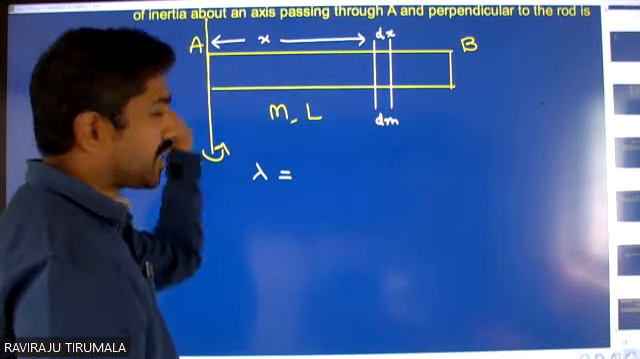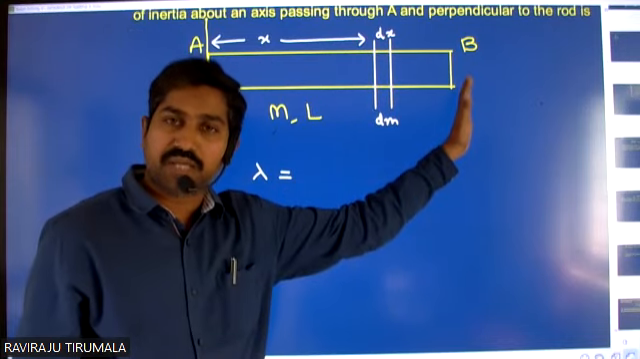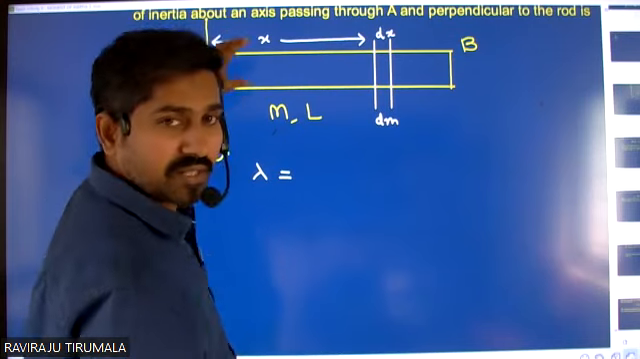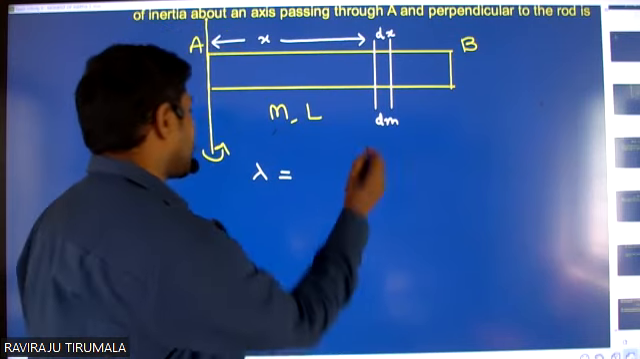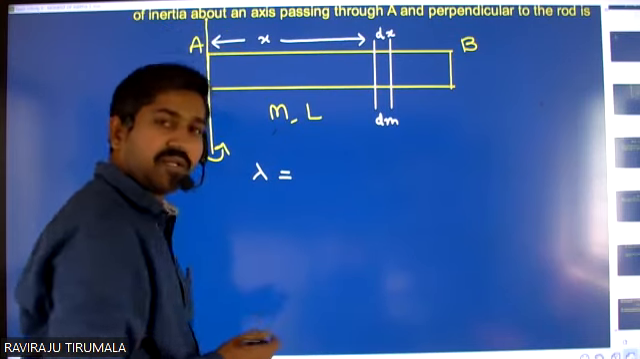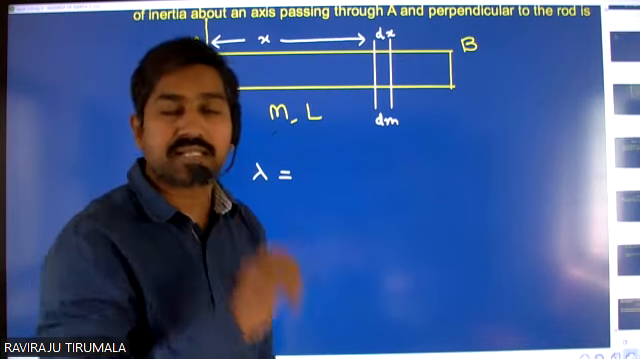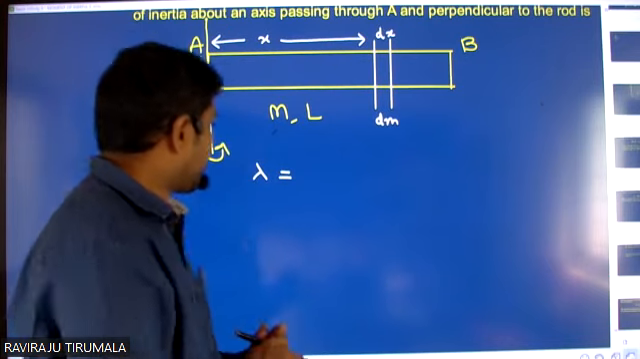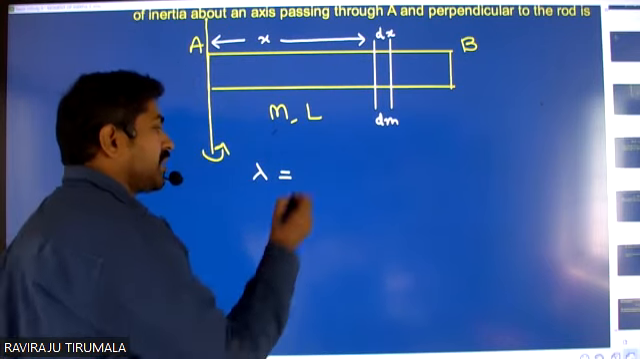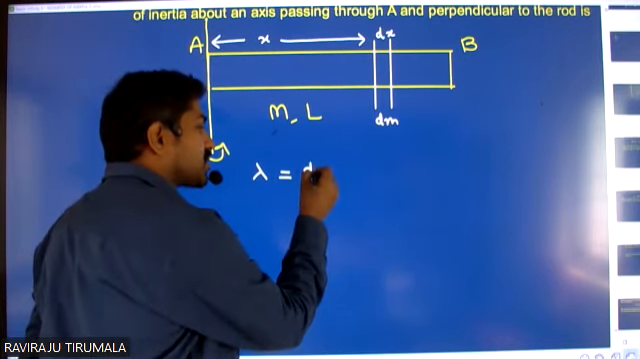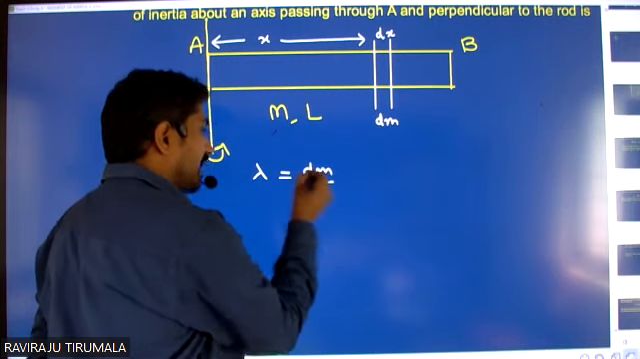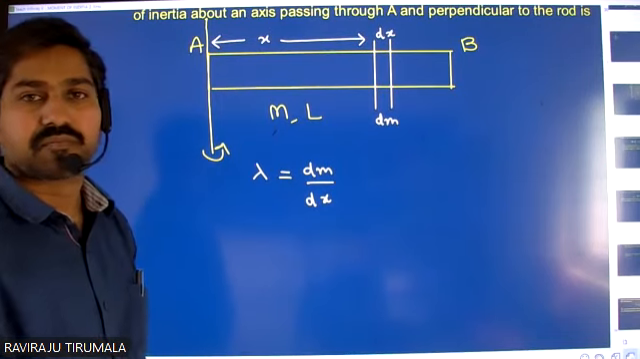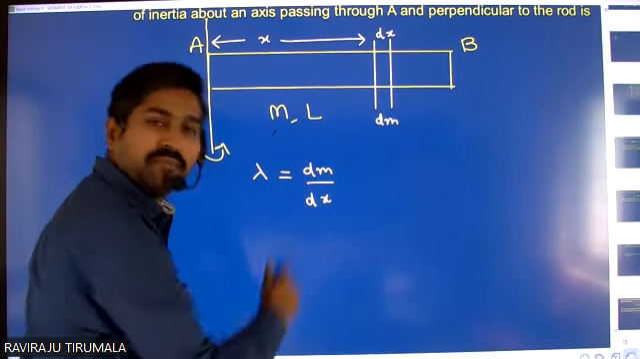Mass is distributed here only along the length we consider, because we have taken it as a linear object only. We didn't consider any width of the rod here. So, what is the general formula for linear mass density? In general, density means mass by volume, but here linear density means mass by length. So you can write lambda is nothing but dm by dx, mass per length element.